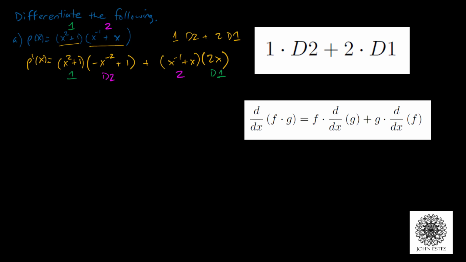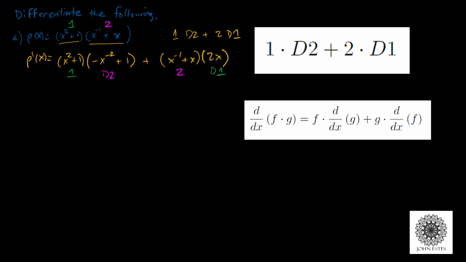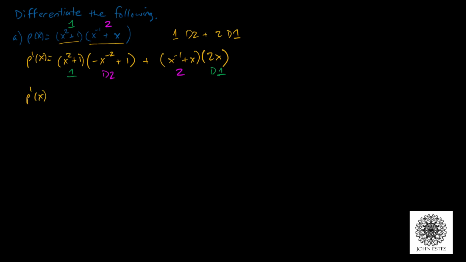Now you have taken the derivative correctly. However, you may want to do some algebra to simplify this. So at this point, I am going to do some foiling here. My first term, I have x squared times the negative x to the negative 2, which would give me a negative x to the 0. That's going to simplify just to being negative 1. If you didn't see that, that's these first two terms.